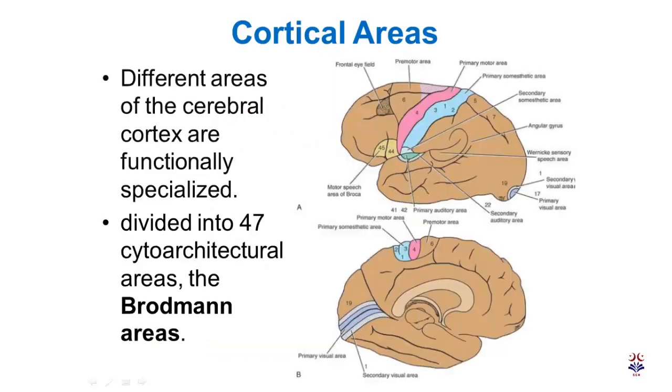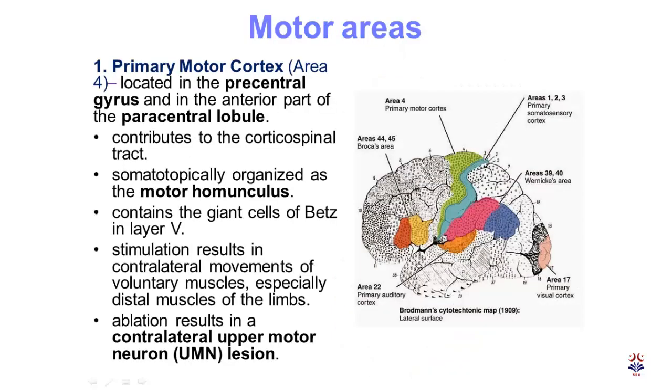Now we see the cortical areas. These are different specialized areas. There are 47 cytoarchitectural areas, called Brodmann areas, and they have specific numbers and specific functions. If we look at the motor areas, the first one is the primary motor cortex, or area 4. This is area 4, or primary motor cortex, which is located in the precentral gyrus.